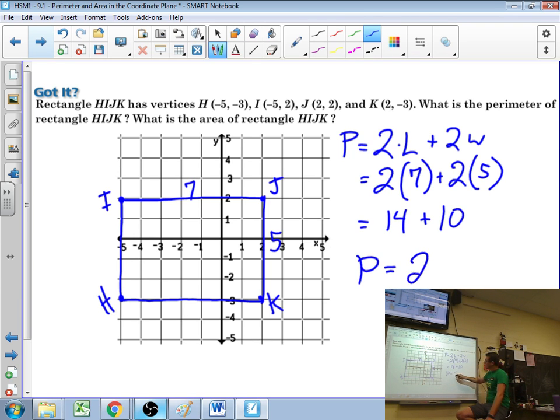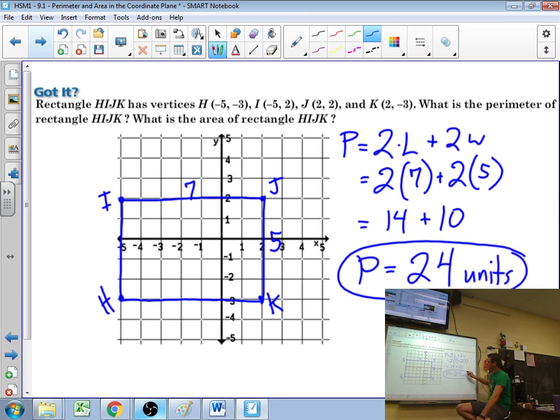And I get that my perimeter is 24, and again I don't have any units for my label, so I can just put units. Area, again, we know is just the length times the width.